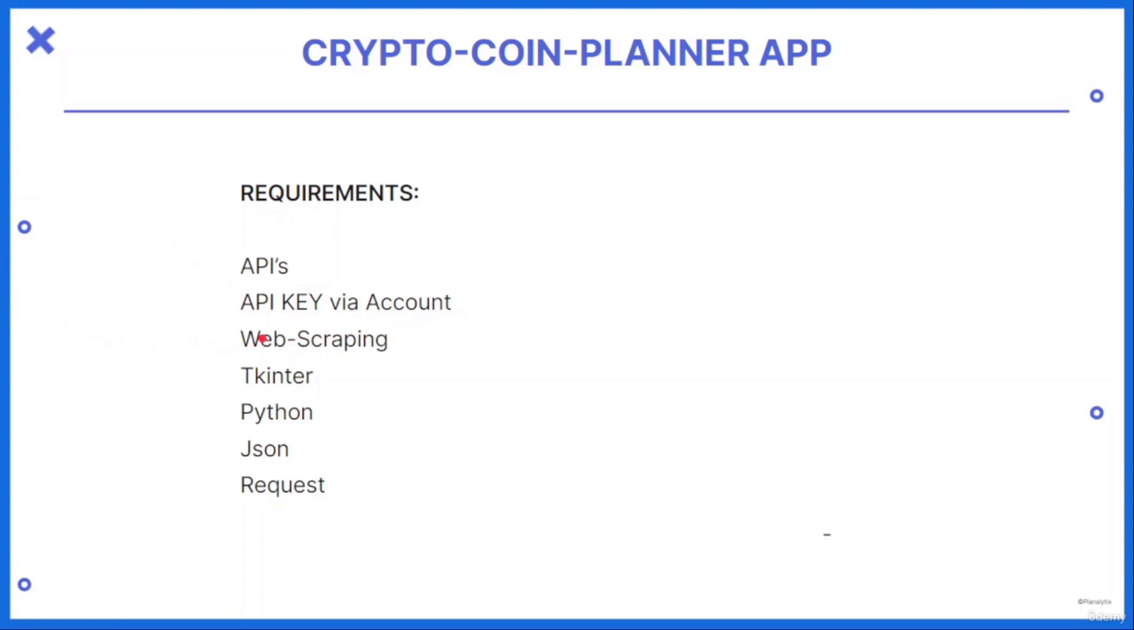So basically, we would be having some requirements. We will require an API key, APIs. We need to learn about the APIs. We need to web scrape the sites and data, and JSON and requests applications, or you can say libraries, will also be used with Python, to convert our data into the applications that we wanted.